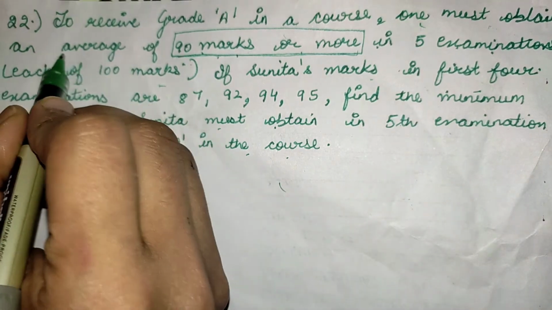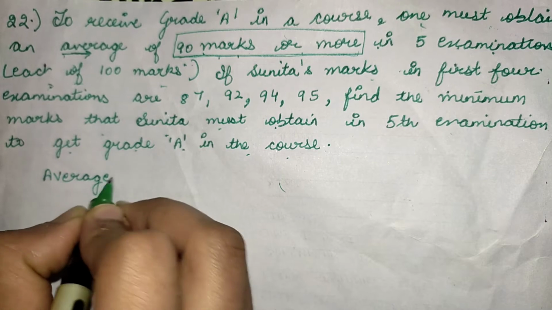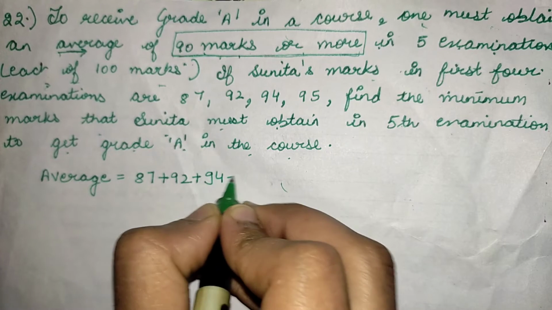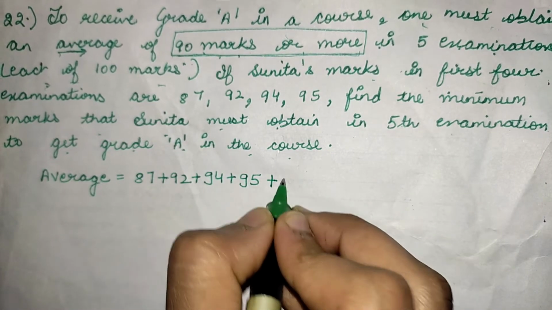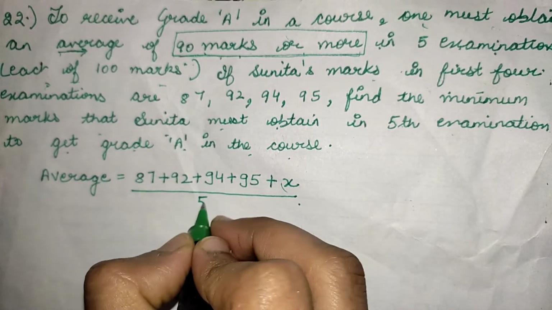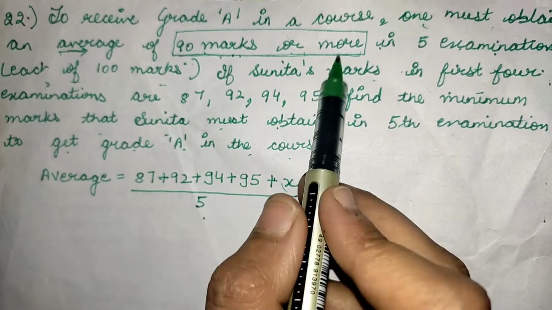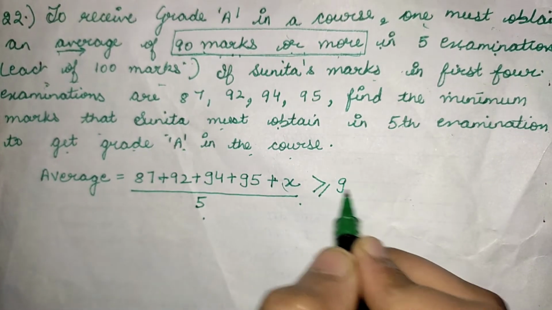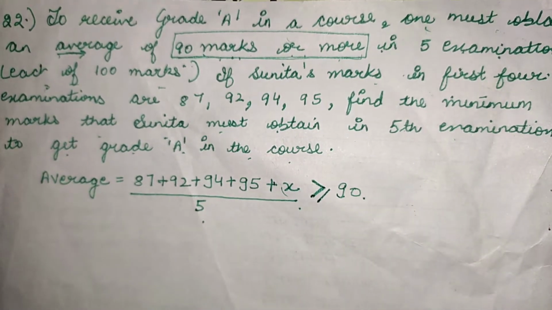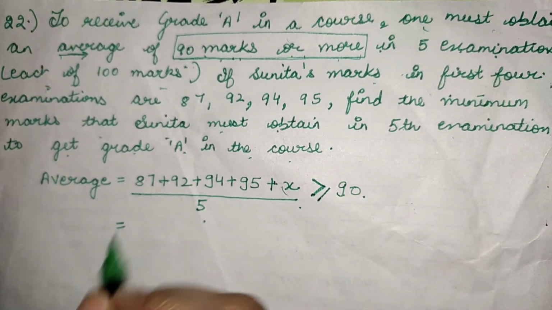Again they are talking about average. So average is given by the sum of all the values. The sum of 4 marks is given to us. So let us imagine that in the 5th examination she has got x marks, divided by the total of 5. Now this average of 90 marks or more means the minimum value should be 90, so this should be greater than or equal to 90. Only then she will get grade A in her examination. So solve this and you will get your answer.